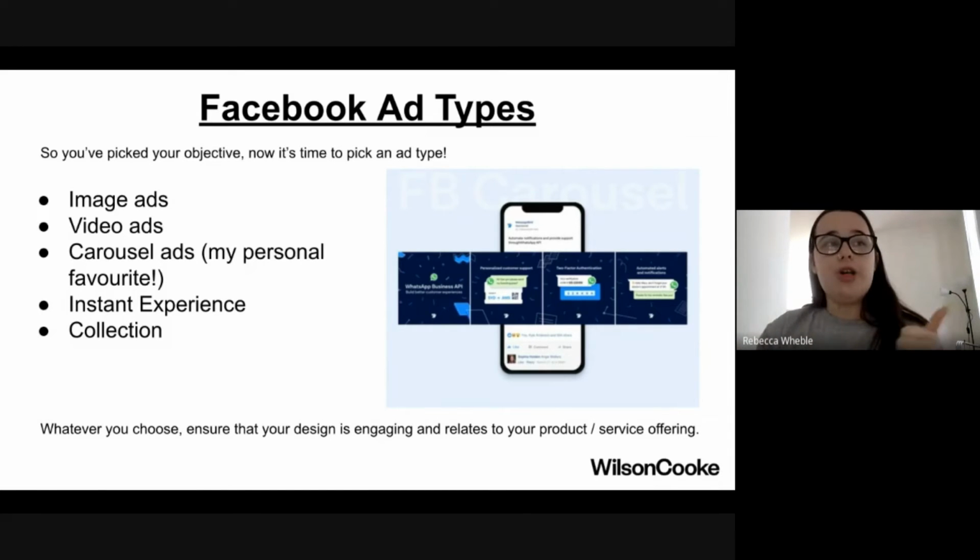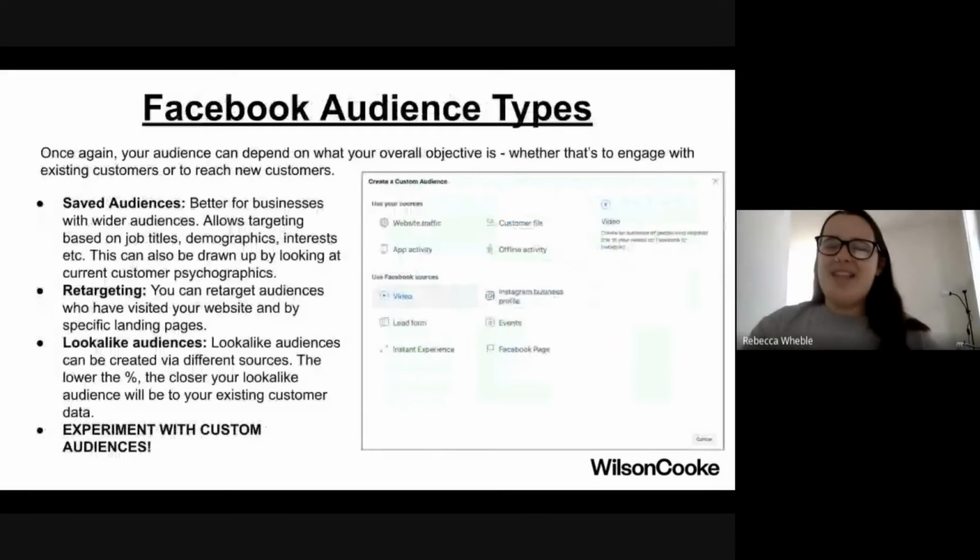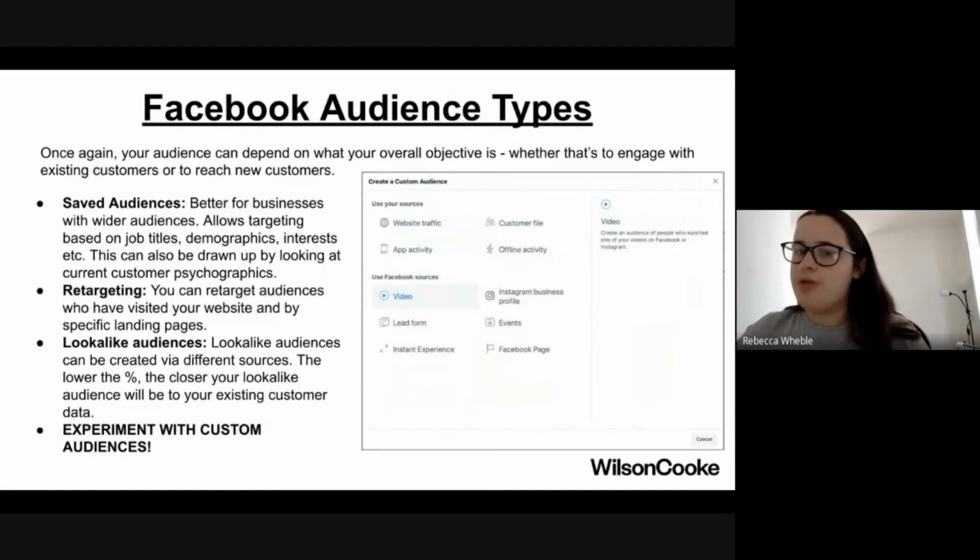I know HubSpot use it and Hootsuite use it, which kind of stole their idea from LinkedIn, but they're two amazing industry leaders in social. And then Facebook audience types as well. So once again, your audience can depend on what your overall objective is, whether that's to engage with existing customers or to reach new customers. So you have a lot to experiment with on Facebook.